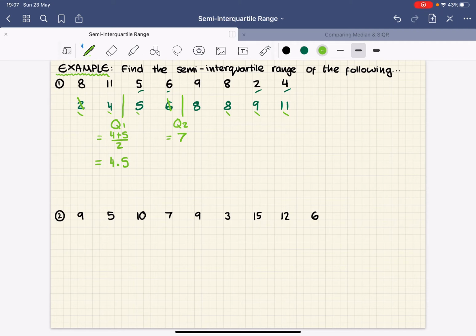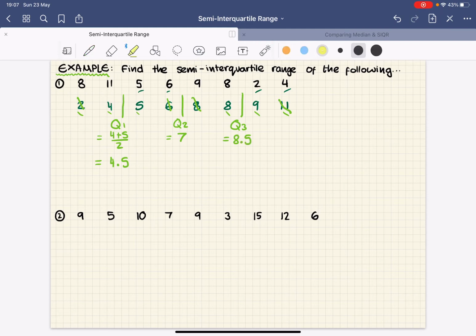Okay, so let's take a look at our Q3 then. It's the same idea. Front, back. Again, it's going to be in between here, so that's going to be my Q3. And so that is just going to come out as 8.5.